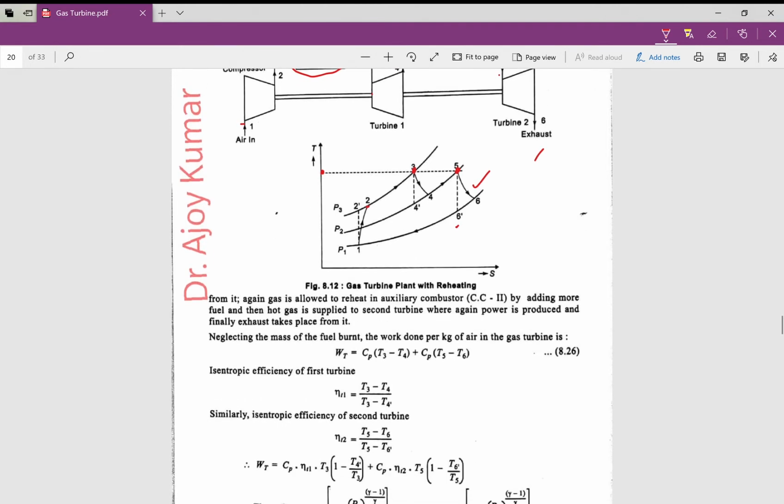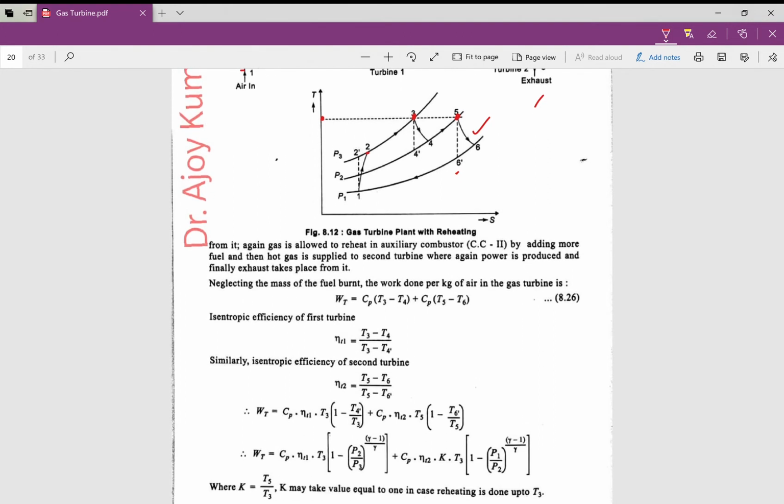So let us calculate turbine work. First, Cp for unit mass times T3 minus T4 in turbine 1, and then in turbine 2, Cp times T5 minus T6. And then the isentropic efficiency of the first turbine. Since efficiency always comes less than 1, the numerator value should be less than the denominator value.